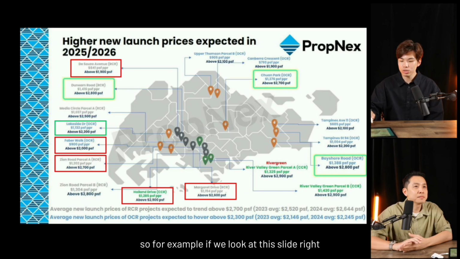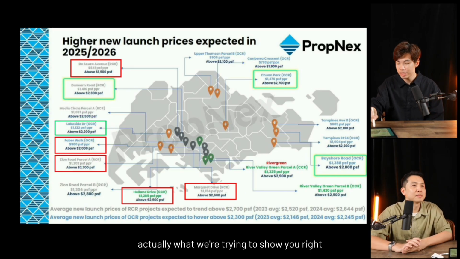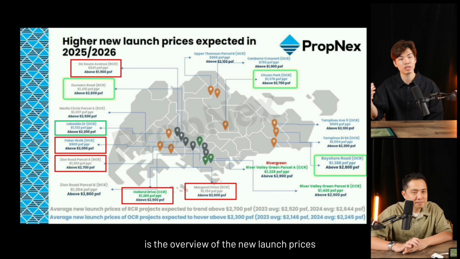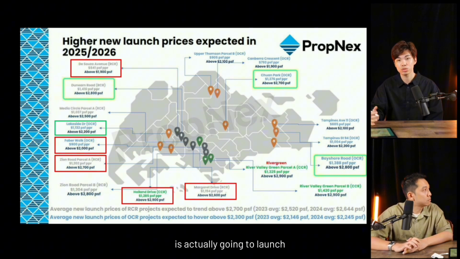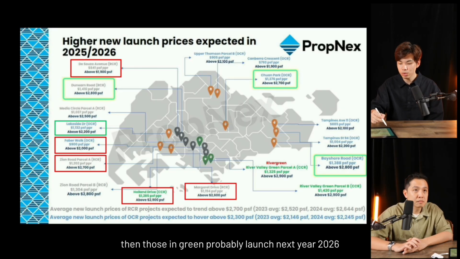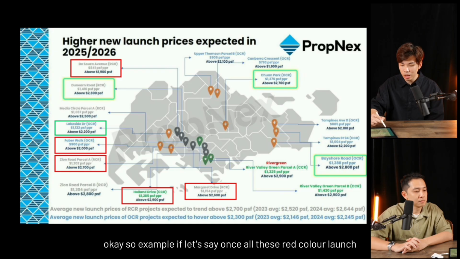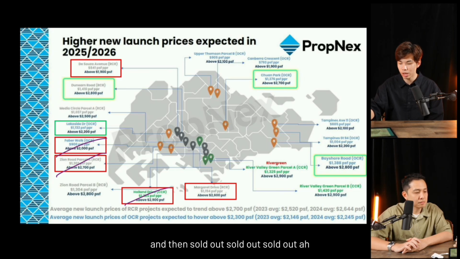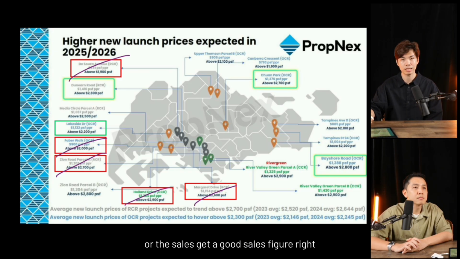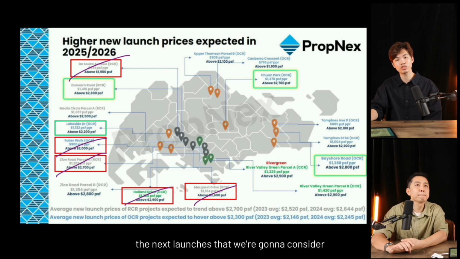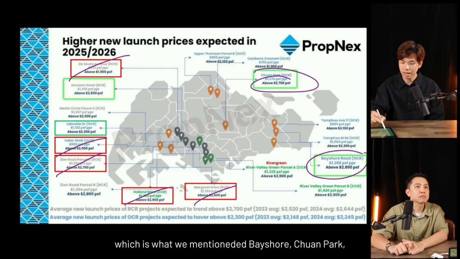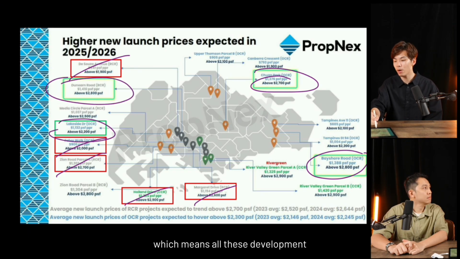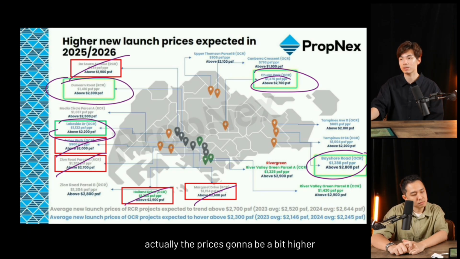Whether they sell higher. So for example, if we look at this slide, right, actually what we're trying to show you is the overview of the new prices that are going to happen. So those in red are actually going to launch soon. They're going to launch soon. Okay. Then those in green probably launch next year, 2026. Okay. So for example, once all this red color launches and is sold out, or the sales get a good sales figure, the next launches that we're going to consider will be those in green, which is what we mentioned: Bayshore, Chuan Park, Lakeside, and Dunearn Road, which means for all these developments, the prices are going to be a bit higher lah.